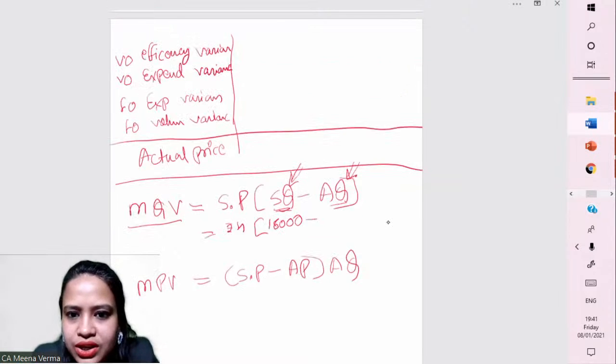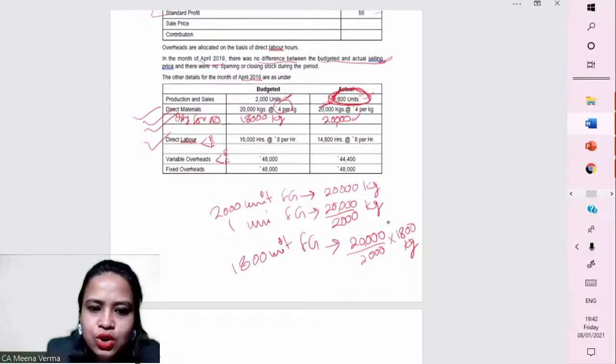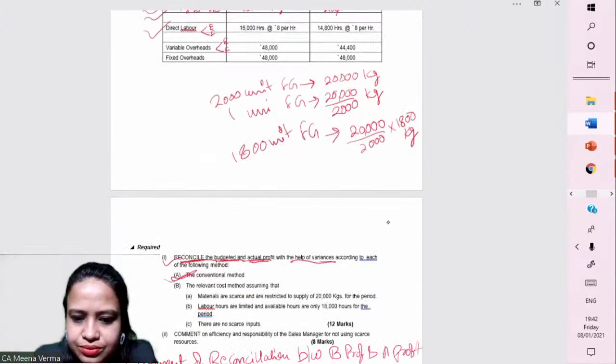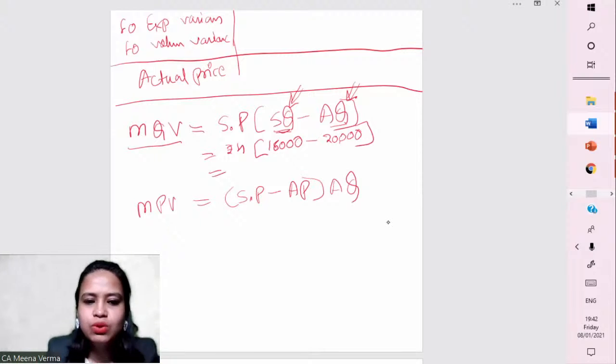Minus actual quantity. What is the actual quantity? 20,000. We are using this to produce the finished good. Okay? So this way you will get this material quantity variance.